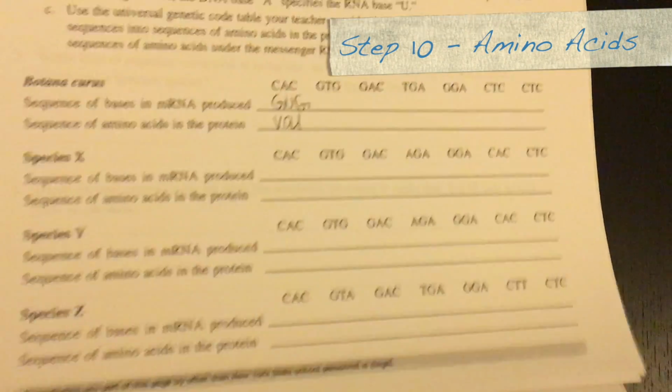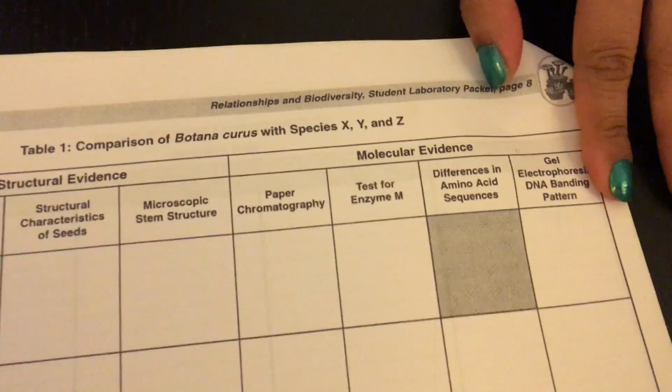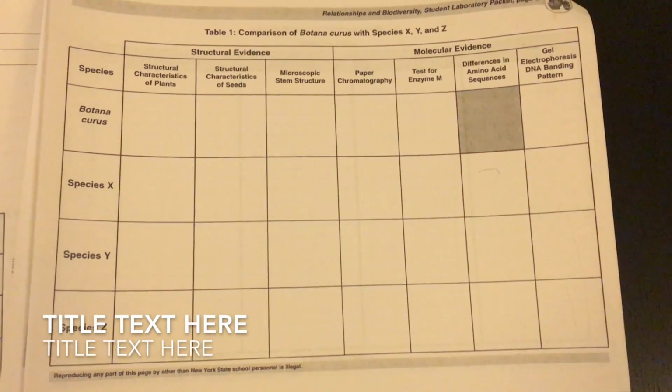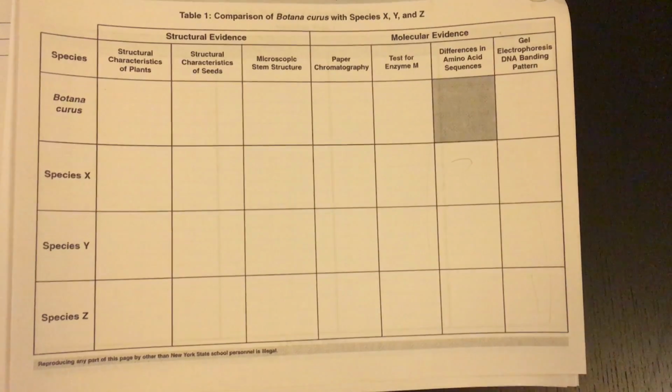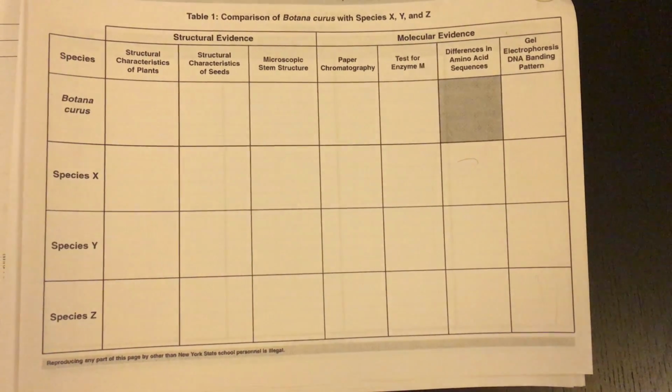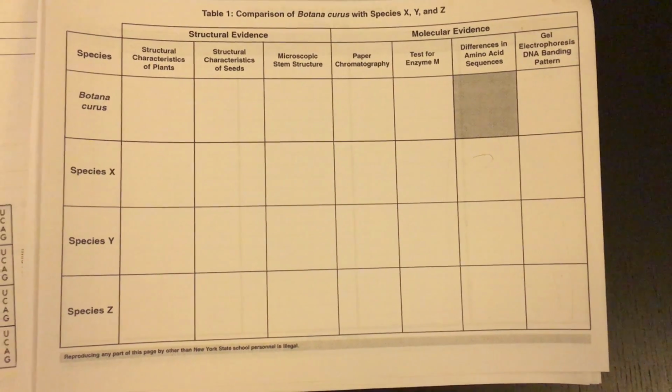Once you are completed with this, turn to page 8 and compare the amino acid sequence of X, Y, Z to indicate how many amino acids are different in each one of these as opposed to Britannicurus. And that concludes the lab.